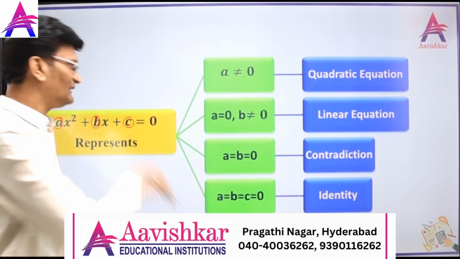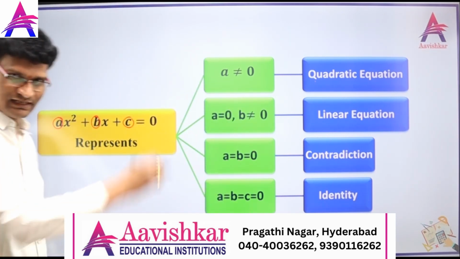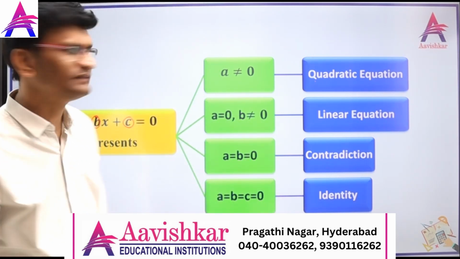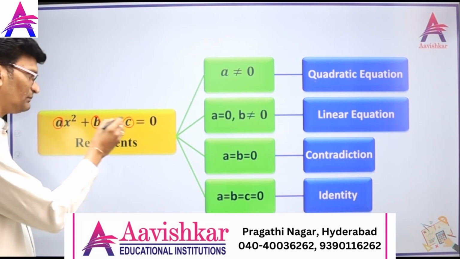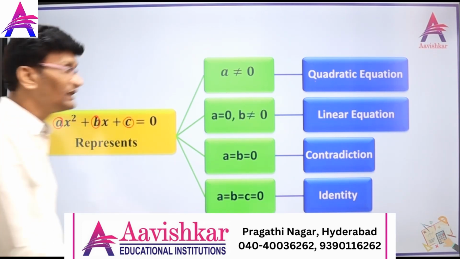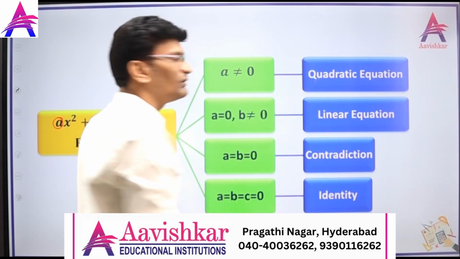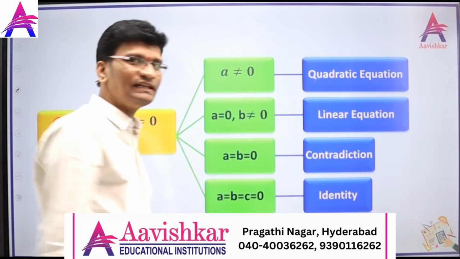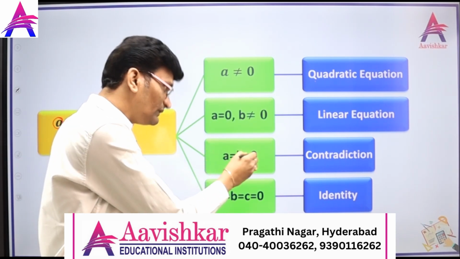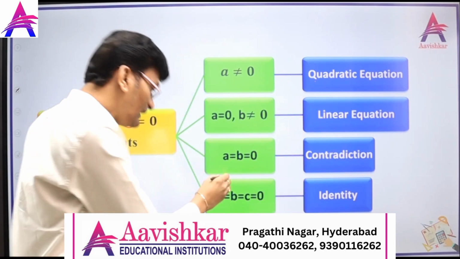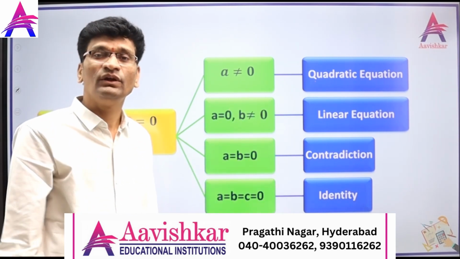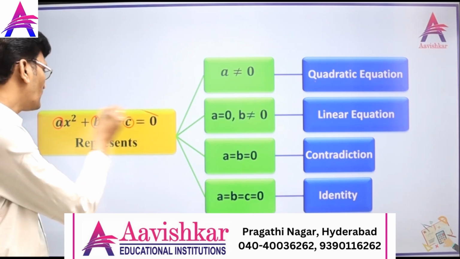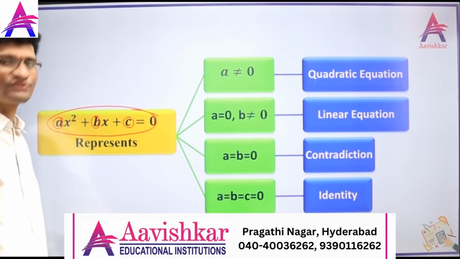So, once again, listen to this chart. In general, most of the students give me the general form of the quadratic, then they say immediately ax square plus bx plus c is equal to 0. But if a not equal to 0, then only it is a quadratic equation. a is equal to 0 and b not equal to 0, linear equation. a is equal to b is equal to 0, then contradiction. And a is equal to b is equal to c is equal to 0, then we say it is an identity. So this is the importance of this second degree equation.